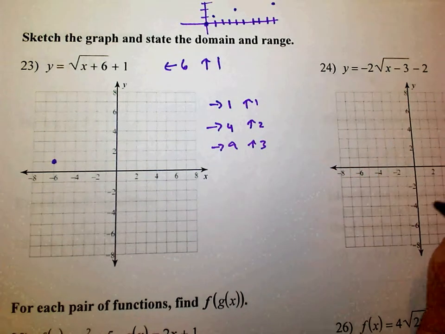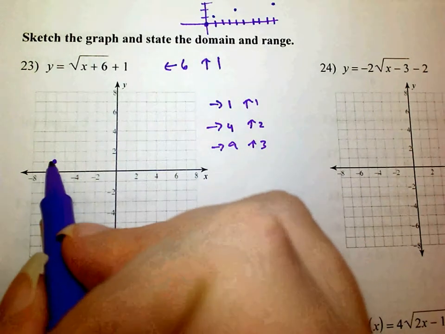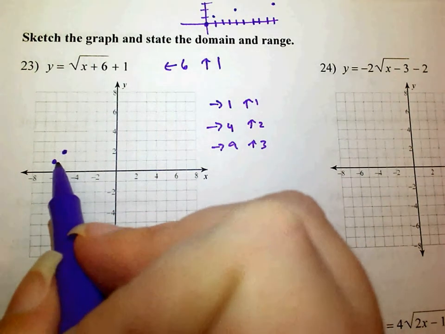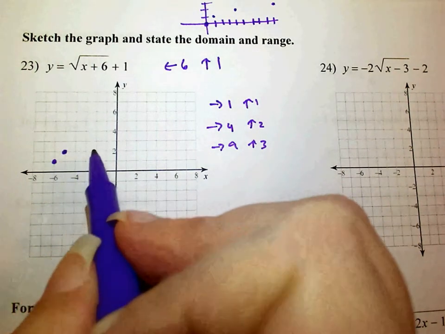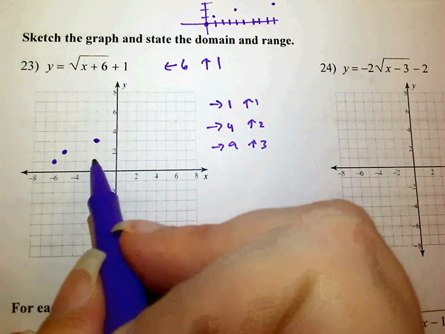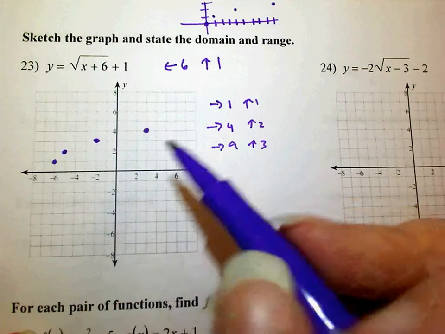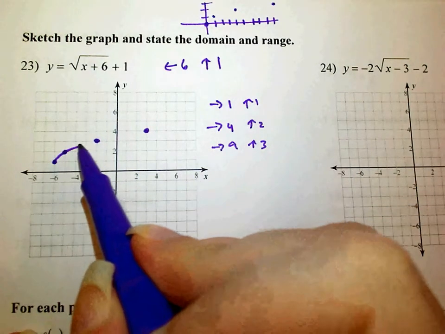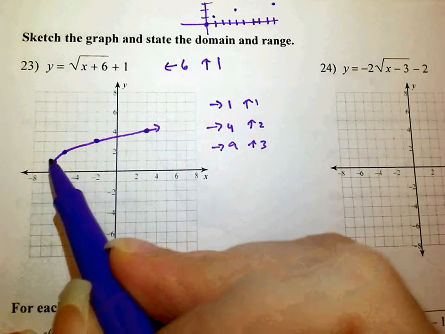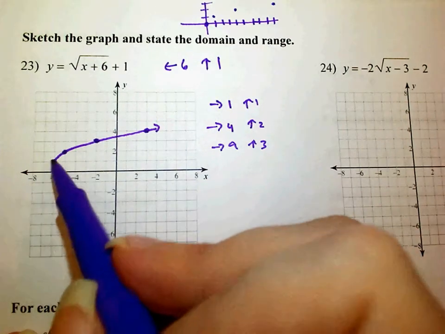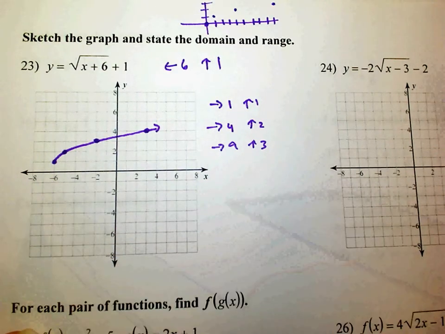So to the right 1, up 1, to the right 4 from the center, 1, 2, 3, 4, up 2, and to the right 9, up 1, 2, 3. Just remember to start here, and then go to draw your arrow. This doesn't have an arrow on the side, it just stops. And there's my graph.